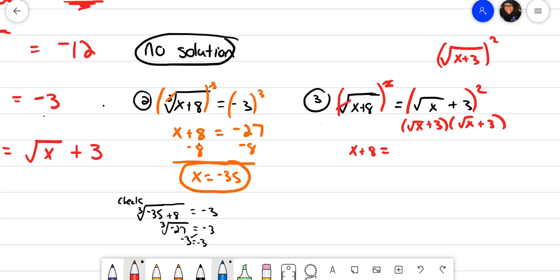I'm just moving that down a little bit. So we have root x times root x, that'll be the square root of x squared. Root x times 3 will be plus 3 root x. Then I have to distribute my 3. The 3 times root x is 3 root x again, and 3 times 3 is 9.